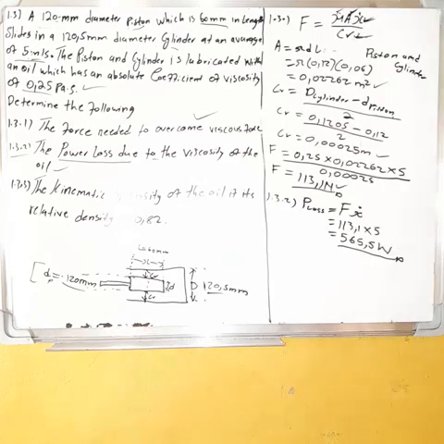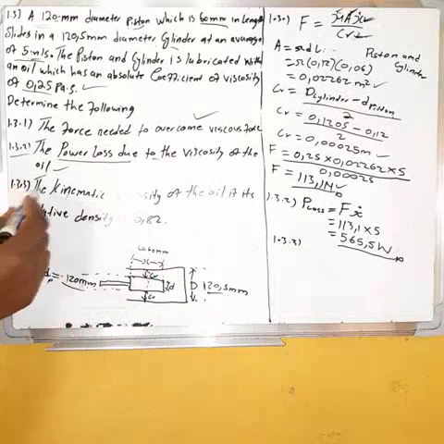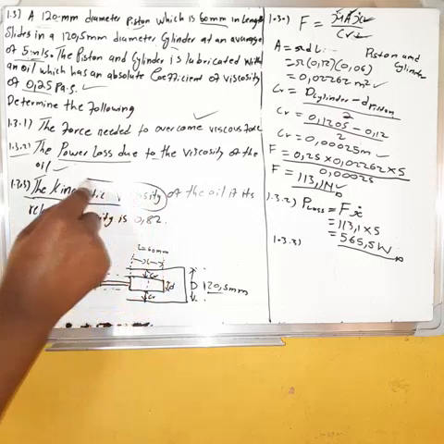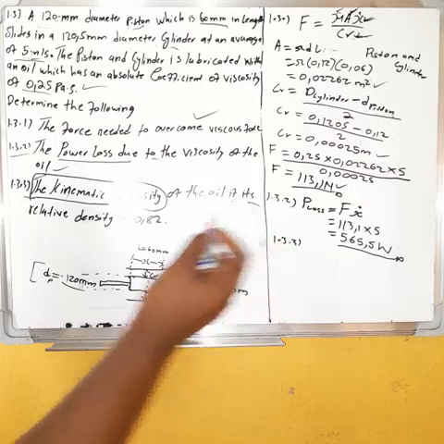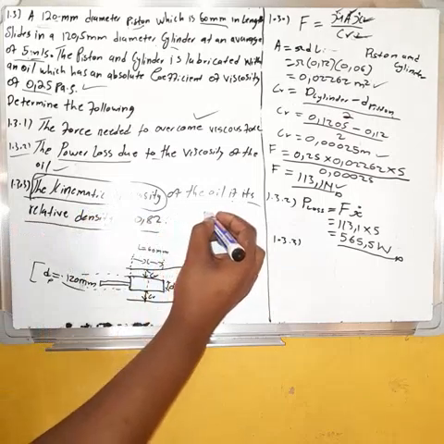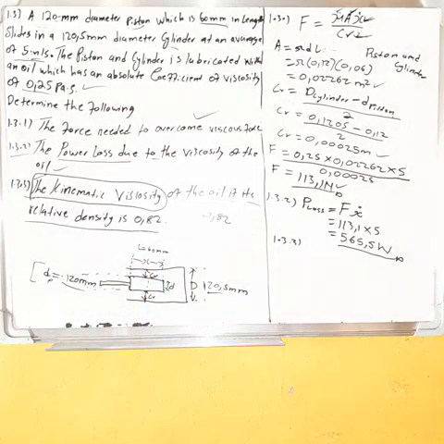Now we are left with 1.3.3. It says determine the kinematic viscosity of the oil if its relative density, they've given us the relative density, is 0.82. We know that relative density is the same as specific gravity. Relative density and specific gravity are one and the same thing.